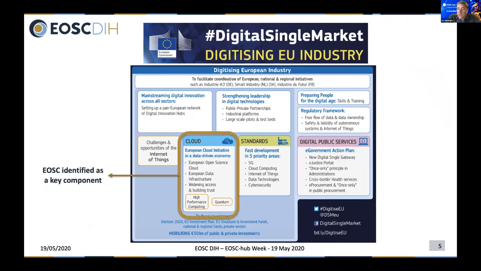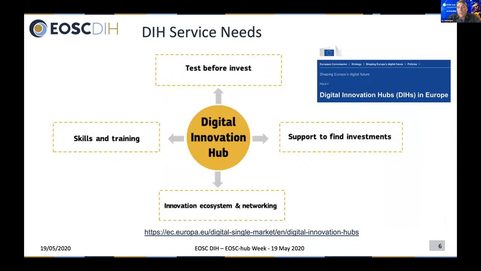And here you can see that they've specifically mentioned that the European Open Science Cloud is a key component in this strategy, as well as wanting to create this pan-European network of digital innovation hubs. So it's a logical conclusion to then combine the two and say, we want to create and support and run and operate and expand a digital innovation hub for the EOSC.